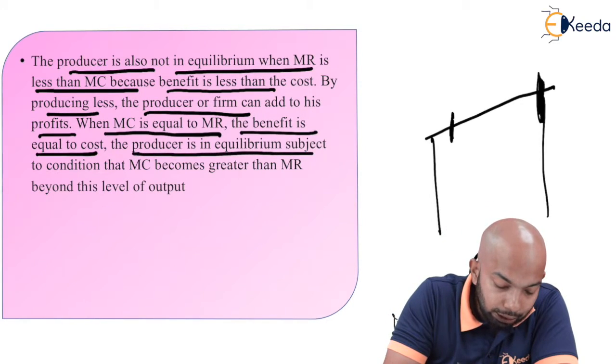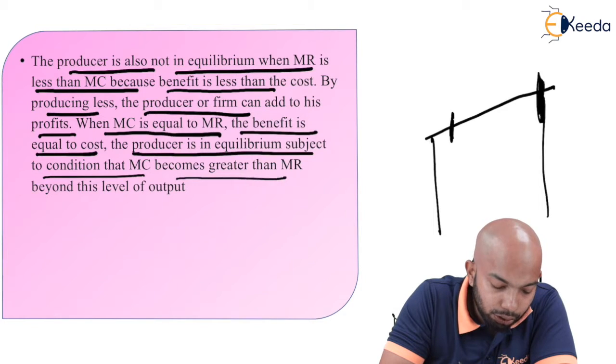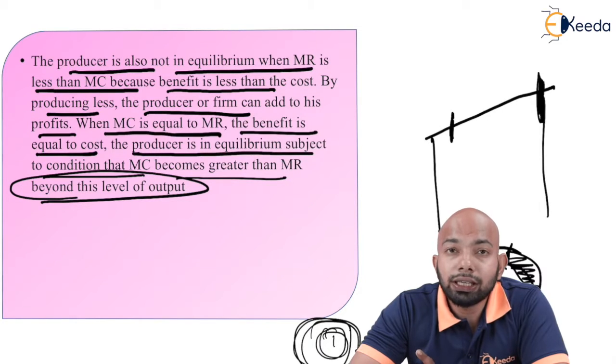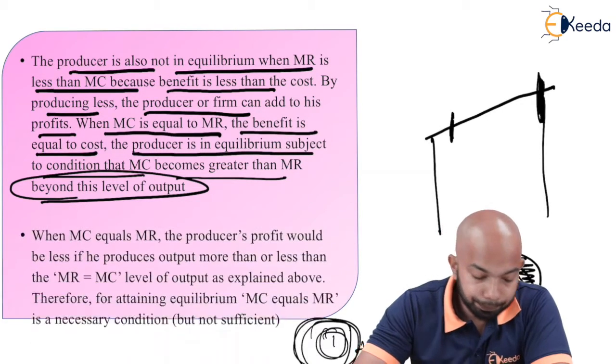The producer is in equilibrium subject to the condition that marginal cost becomes greater than marginal revenue beyond this level of output. Now, if at this level of output you have figured out that marginal cost is equal to marginal revenue, and at any moment you figure out that the next unit being added to this specific level makes marginal cost greater than marginal revenue, that means at this output you are already at the equilibrium level.